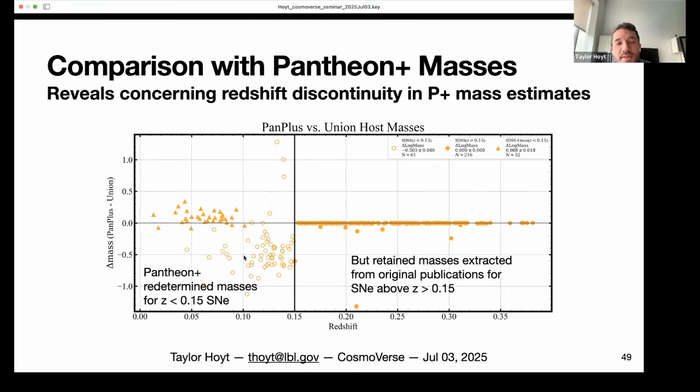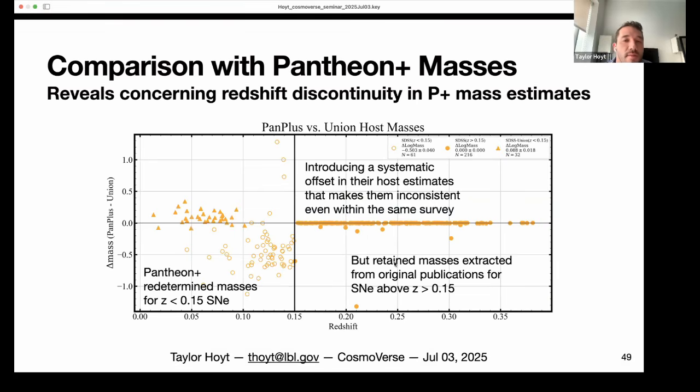So you're seeing the left-hand side is also a comparison of Pantheon Plus against the SDSS SN masses. So essentially what you're seeing here is an internal systematic disagreement in the host mass estimates in the Pantheon Plus compilation. And then for reference in the orange triangles, I show the difference between SDSS and Union for the new masses determined and added there in the validation sample. So you see a much tighter agreement in the Union masses.